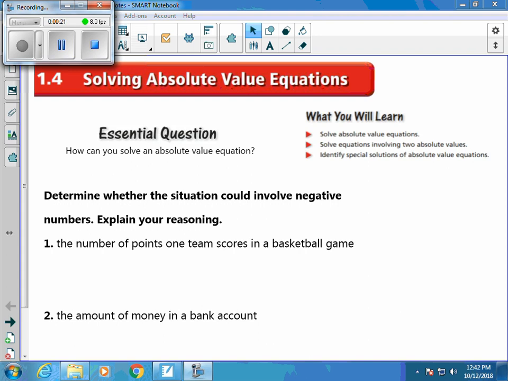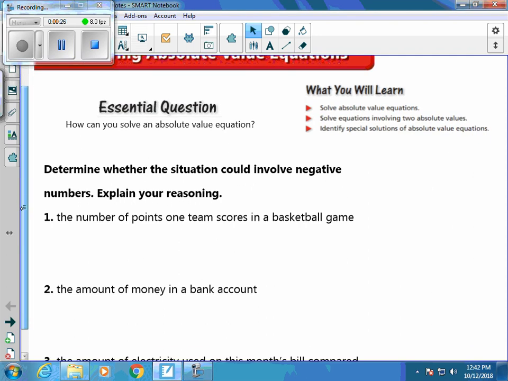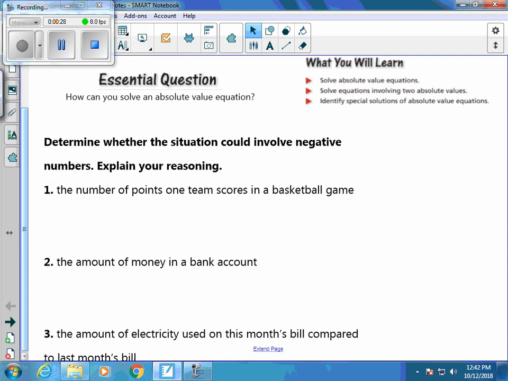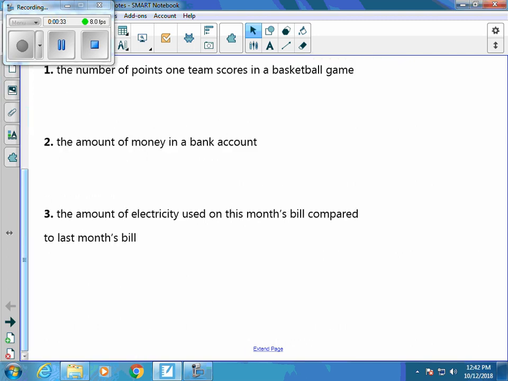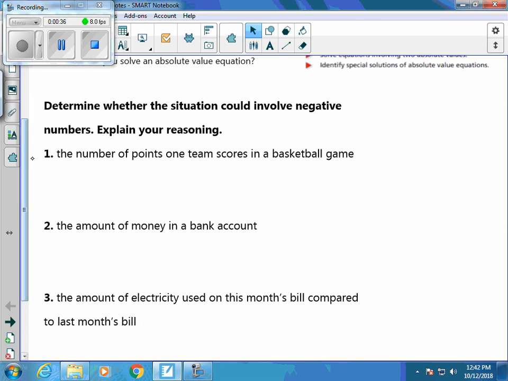In order to do that, I have a couple tasks here that I want you to take care of on your own. I want you to determine whether the situation involved negative numbers or not, and explain your reasoning behind that. The first situation is the number of points one team scores in a basketball game. The second one is the amount of money in a bank account. And the third one is the amount of electricity used on this month's bill compared to last month's bill. I want you to pause this video right now, really start thinking about positive, negative numbers, and try to answer these three questions.